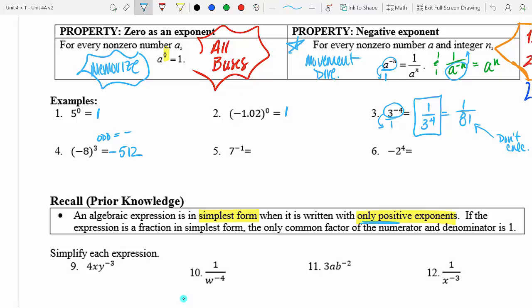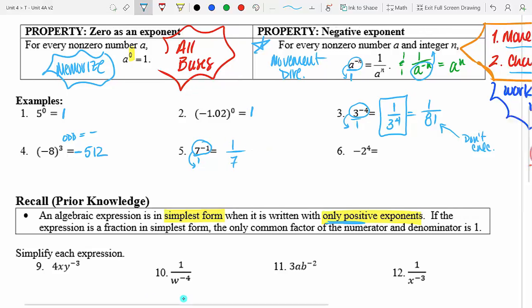All right, here's another one for the negative exponent. We're going to realize that that's in the numerator, so we're going to take that base and its exponent, move its position to the denominator, use a 1 as a placeholder, and it's going to become positive 7.